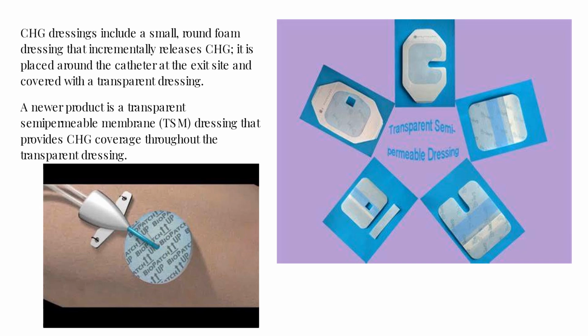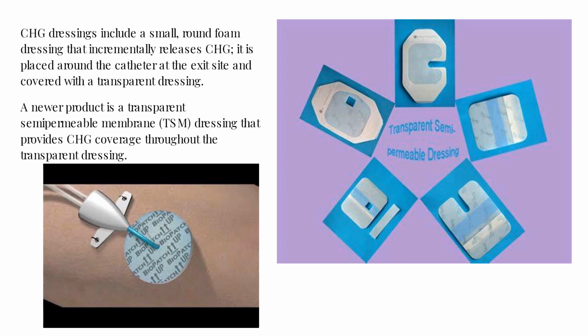So these chlorhexidine dressings include a small round foam dressing that incrementally releases the CHG. It is placed around the catheter at the exit site. So this is what it looks like. You can see, and this is usually used for PICCs, but you need to see what this looks like so you will know that this is a disc. It's an impregnated disc with CHG, and it's put around, and it's changed every time your dressing is changed.